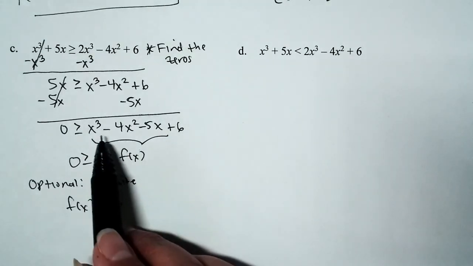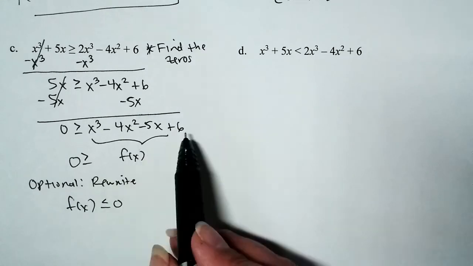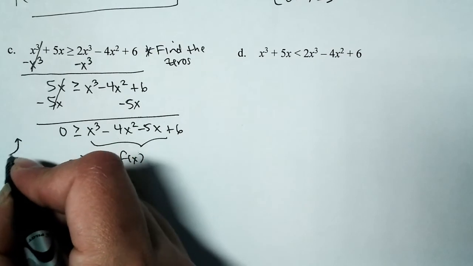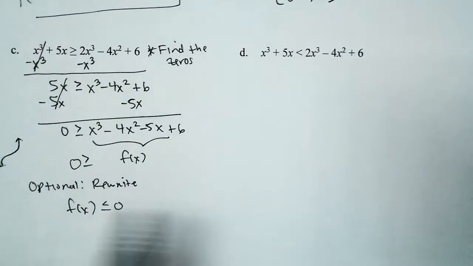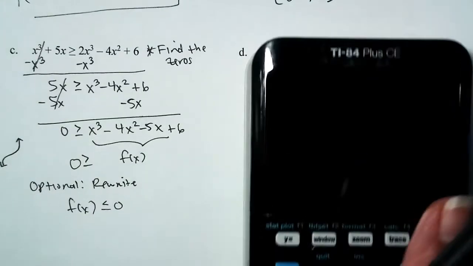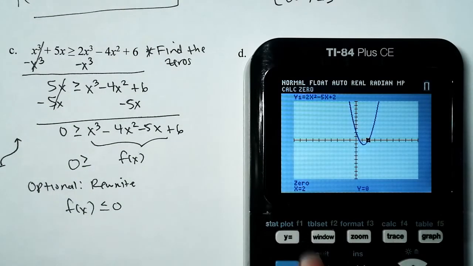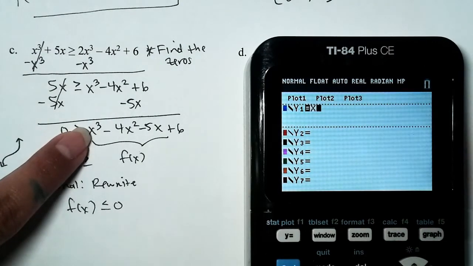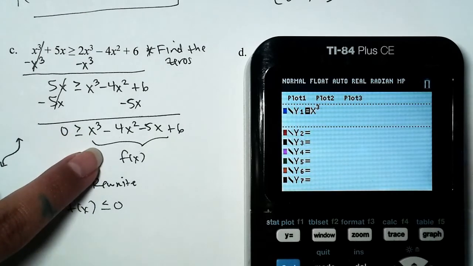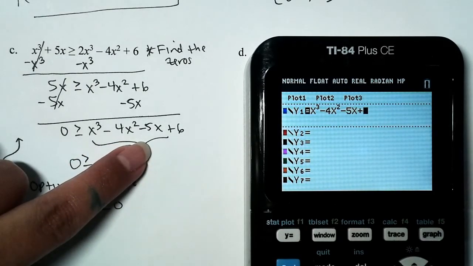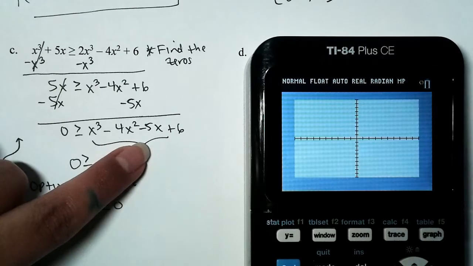Okay, x cubed minus 4x squared minus 5x plus 6. This is a degree 3 polynomial with a positive leading coefficient, so it should look like the cubic function, x to the third. So let's enter it in our calculator. We have x to the third minus 4x squared minus 5x plus 6, and then we're gonna hit graph.